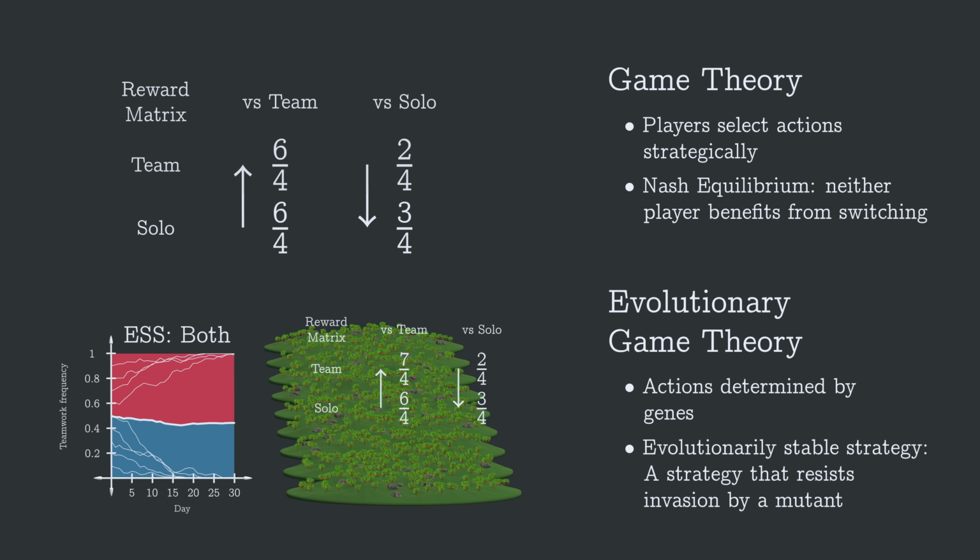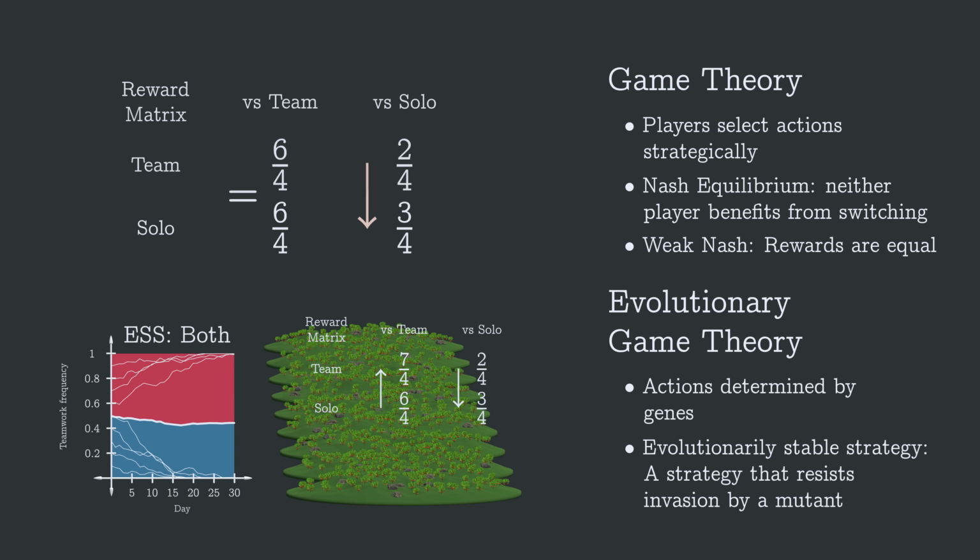Now, if you're matched up with the team blob, your reward is going to be the same whether you also act like a team blob or like a solo blob. Teamwork is still technically a Nash equilibrium here because if both are cooperating, neither benefits from switching. But even though you don't do better by switching, you don't do worse either. This is called a weak Nash equilibrium.